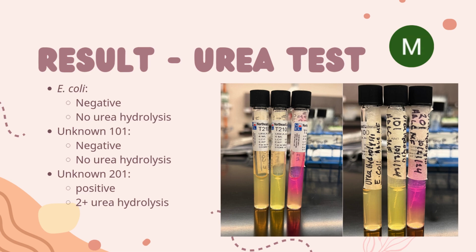For E. coli, we saw negative results as the agar remained yellow. This means that there was no hydrolysis of urea. Unknown 101 also showed no hydrolysis, as it also remained yellow. For unknown 201, there was a change of color from yellow to a pink-purple color, present on the top of the pot and on the slant agar. This shows a positive for hydrolysis, and since it's from both places, it's 2 plus hydrolysis.